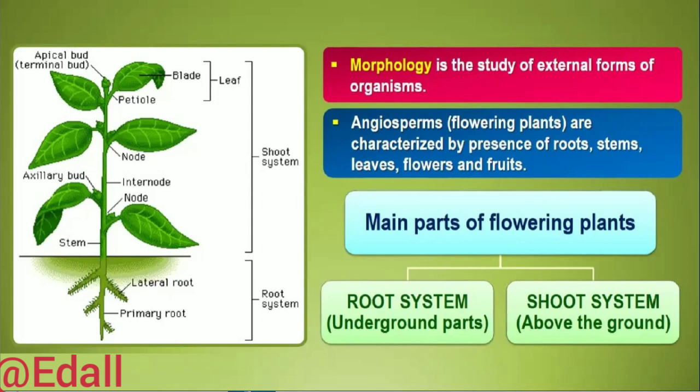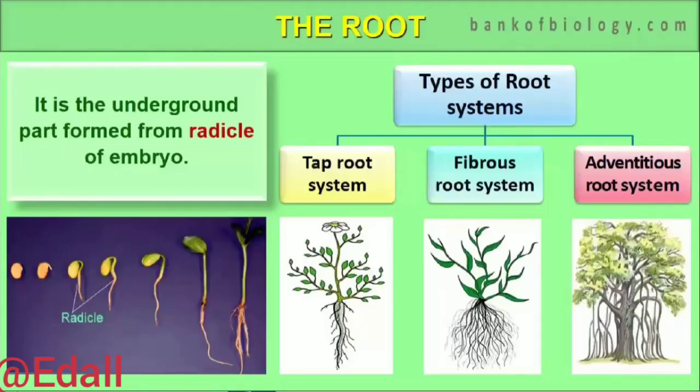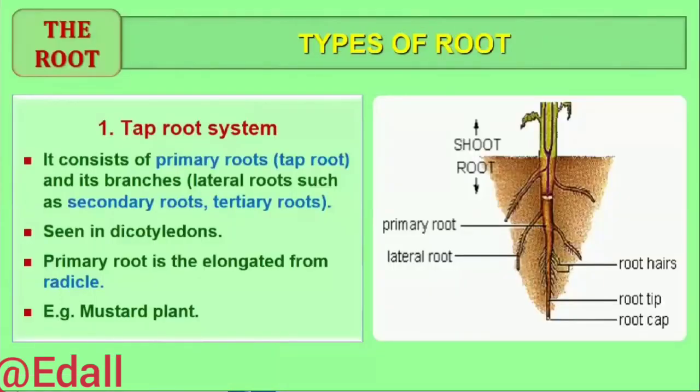If you pull out any weed, you will see that all of them have roots, stems and leaves. They may be bearing flowers and fruits. The underground part of the flowering plant is the root system, while the portion above the ground forms the shoot system. The root: in the majority of dicotyledonous plants, the direct elongation of the radicle leads to the formation of the primary root, which grows inside the soil.